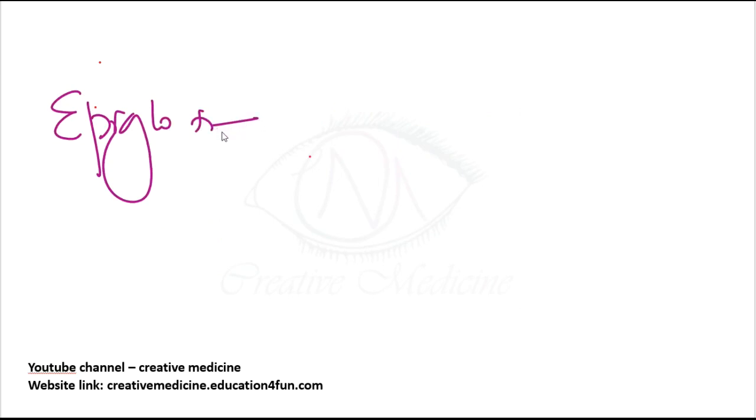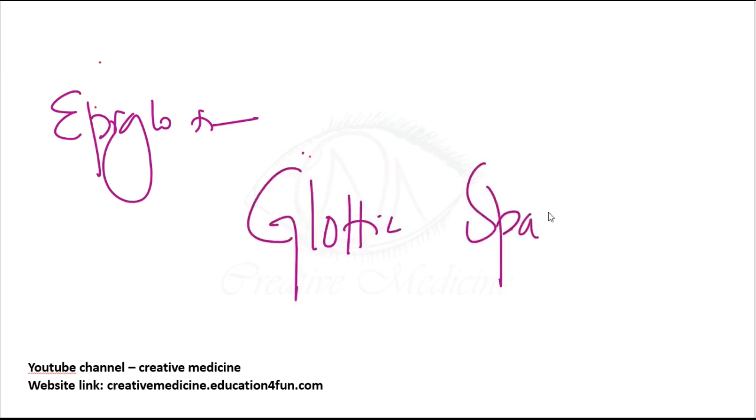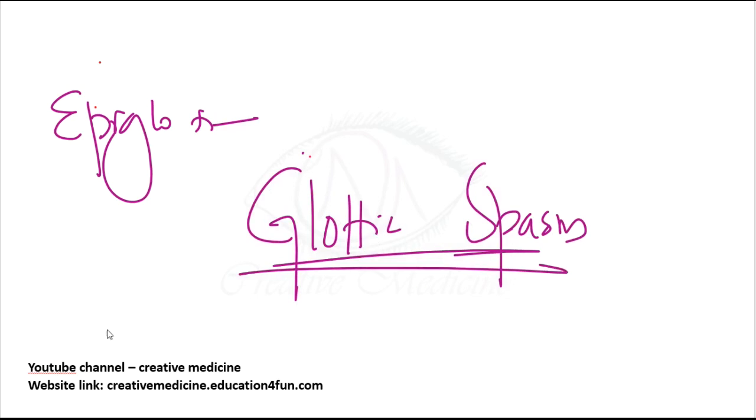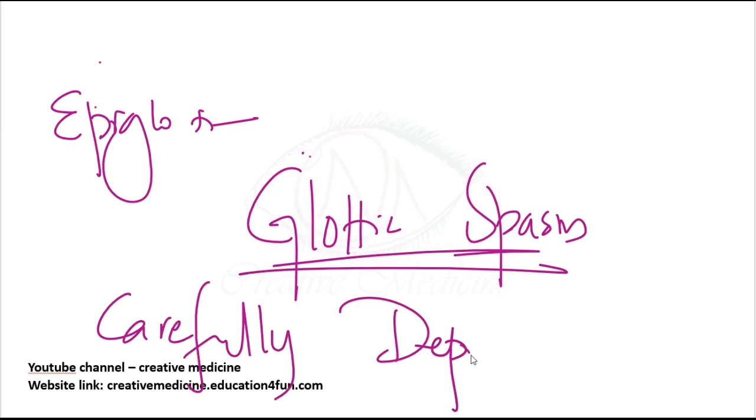cherry red and swollen on indirect laryngoscopy. Care should be taken while depressing the tongue for examination, because if you depress the tongue, it can cause glottic spasm. So, to prevent glottic spasm, we should always depress the tongue carefully.